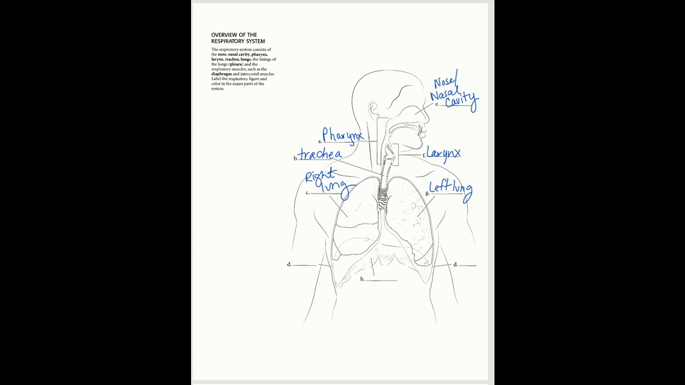And then right here at D, this is showing the empty region of the cavity. The lungs in this image are not fully inflated. Reason being, this is going to show you the pleura. Remember, you have a double membrane here.